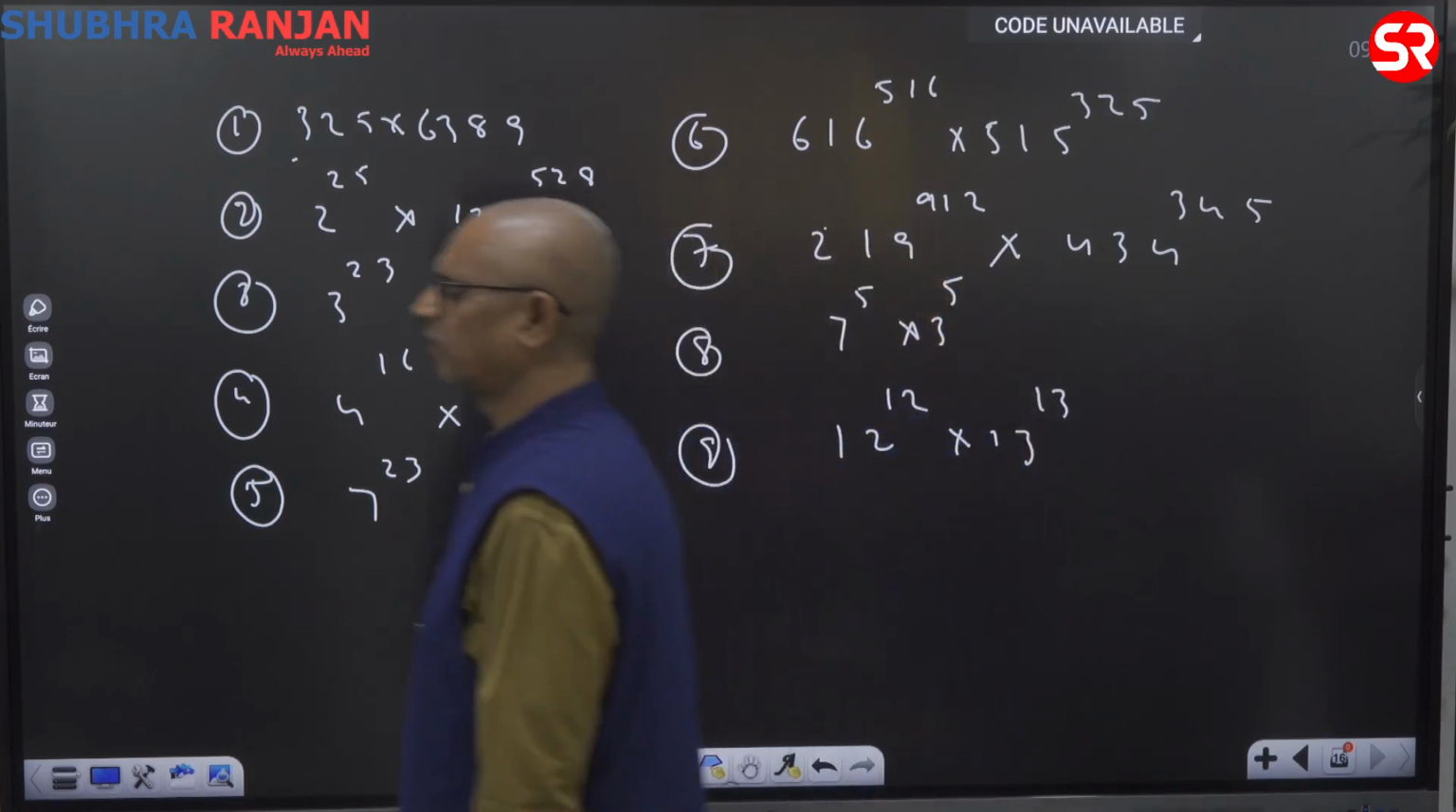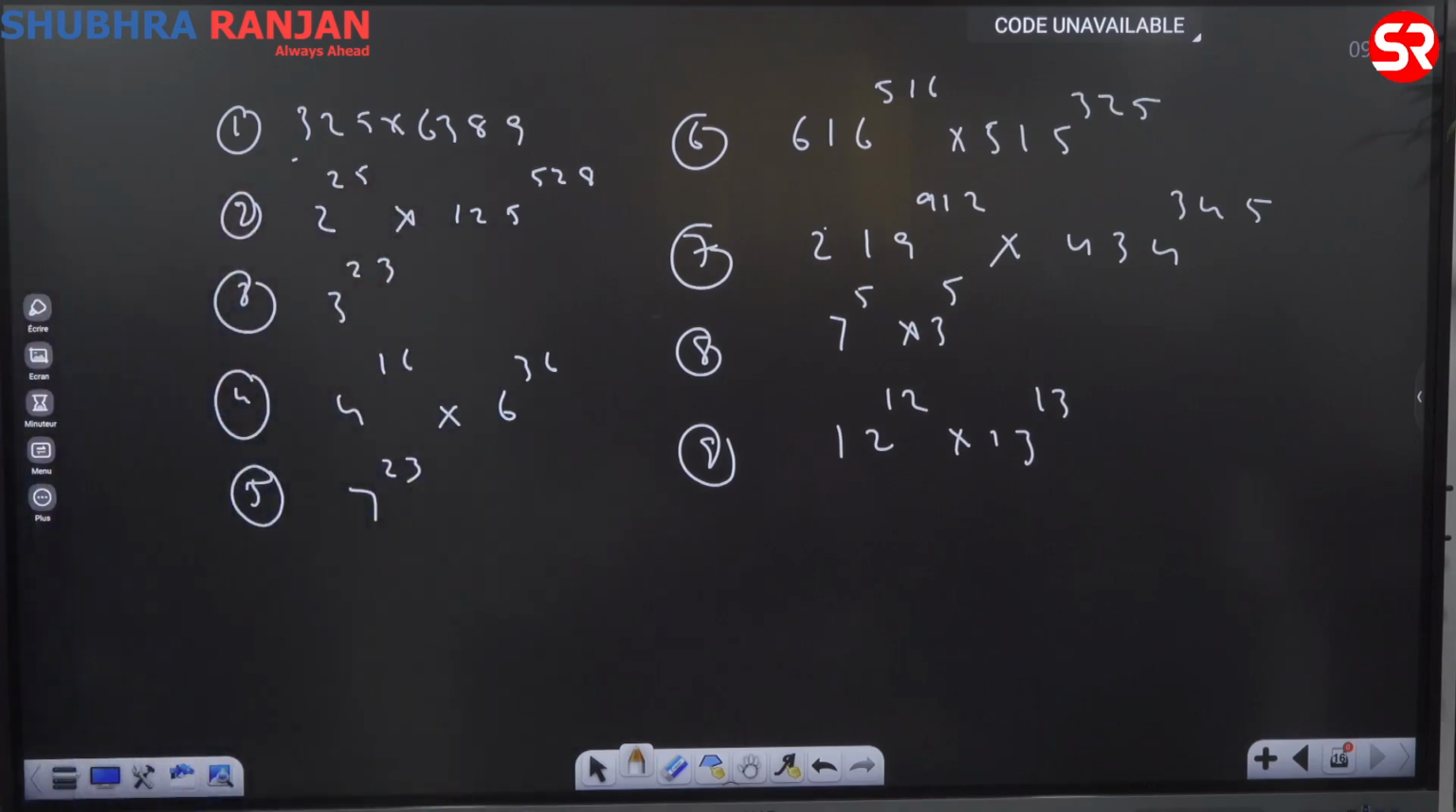Find the unit digit of the following. Whatever answer you get, do it fast and write the answers. If you are not getting it, leave it. That's all. Don't take more than 5 minutes. Just do it. Leave it.